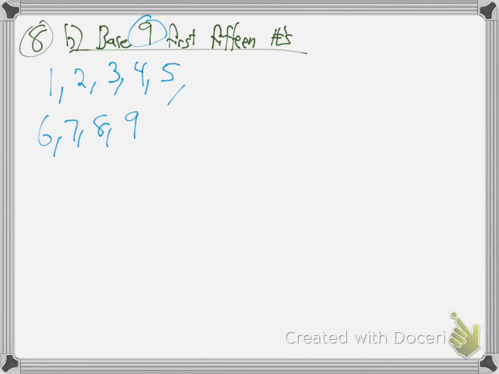6, 7, 8, 9. There's the first time we're in trouble. Can't write a 9 in base 9. Just like in base 2, you can't write a 2, in base 9 you can't write a 9 or higher. So what do we do? When you're about to write 9, you write 0 and carry. We skip from 8 to 10.